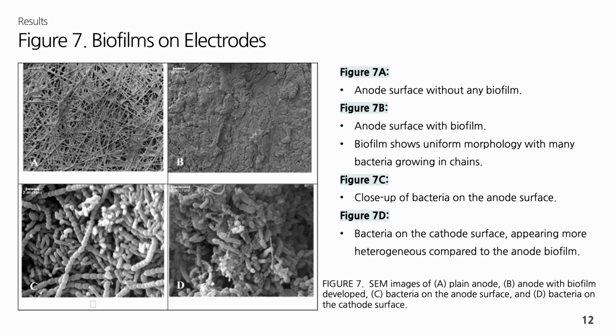Using SEM images, we observed biofilm formation on both the anode and cathode. The biofilm on the anode showed a uniform structure, while the cathode biofilm exhibited a heterogeneous structure. Let's examine how biofilms influence power generation. Results analysis. The biofilm on the anode facilitates substrate decomposition and electron transfer to the electrode. The biofilm on the cathode consumes oxygen and supports the oxygen reduction reaction.